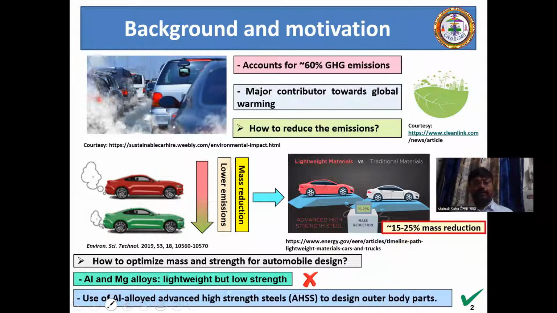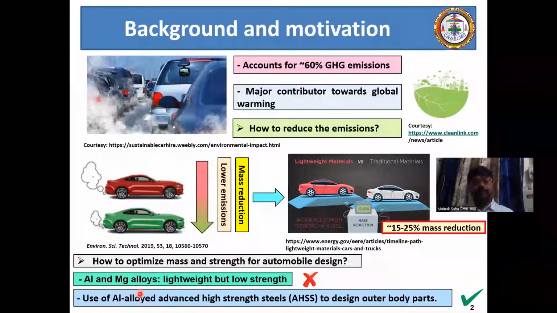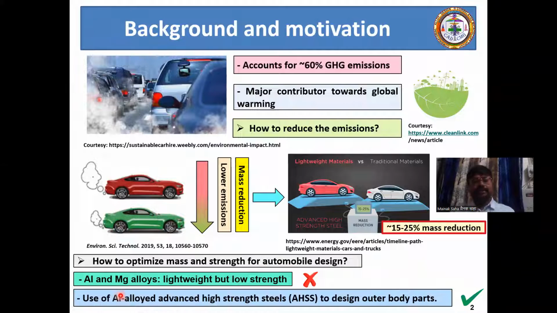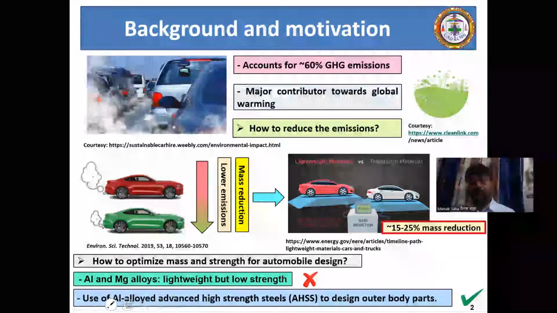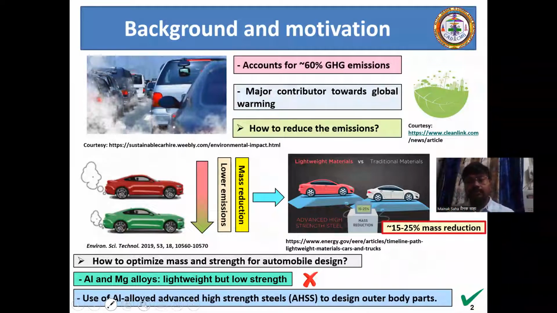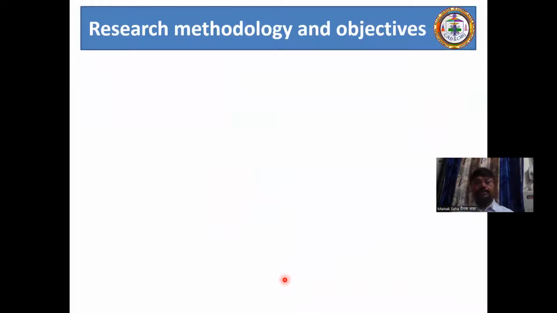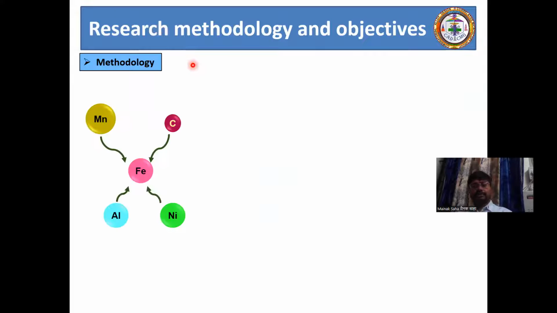When we use the term aluminum alloyed advanced high strength steels, the aluminum alloying leads to the mass reduction, and the other elements present in this alloy induce the strength in this material. So definitely we can plan to use these steels to design structural components with enhanced crash resistance. Having known this, my research methodology is as follows.